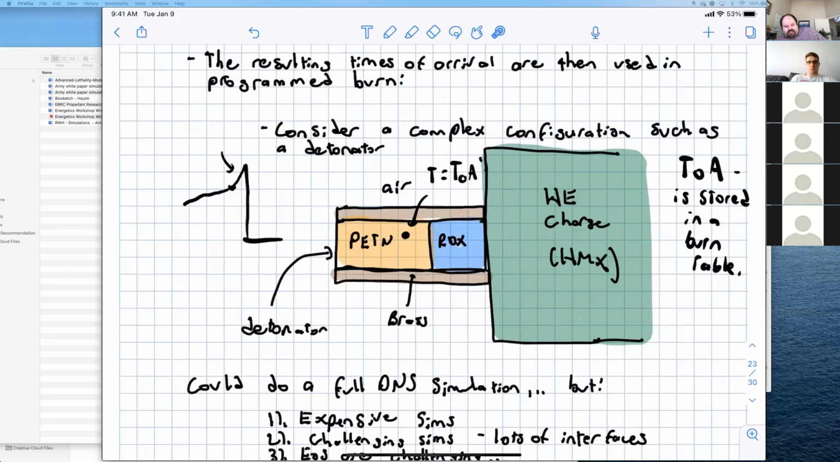Then basically what you have to do is run a DSD calculation of your configuration. That gives you the burn table. And then you use that burn table in your blast code to more accurately predict that blast. Does that make sense? Yeah, got it.